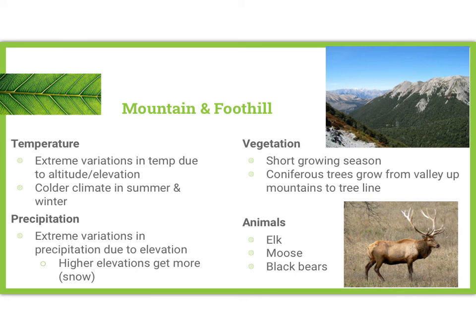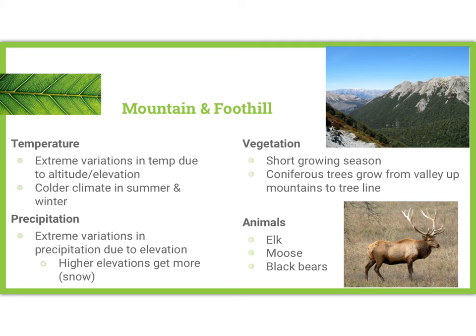The mountains and foothills are the fourth biome. The temperature varies extremely within this area because of altitude or elevation. They get a colder climate in the summer and the winter in comparison to all the other biomes. There's, again, variation in the amount of precipitation that falls due to this higher elevation. So higher elevations get more snow.